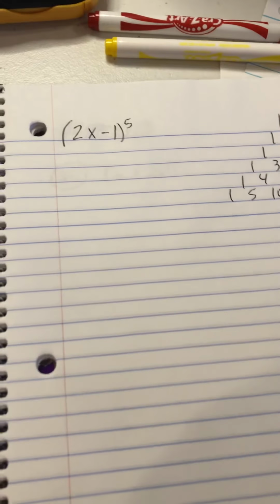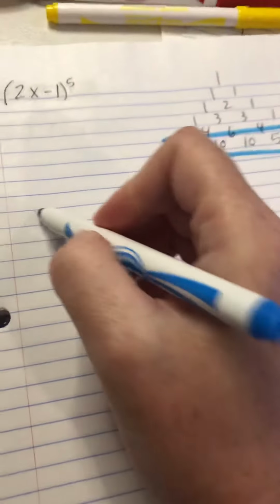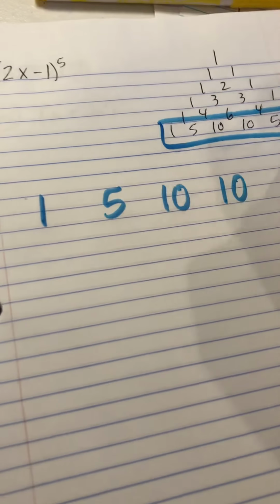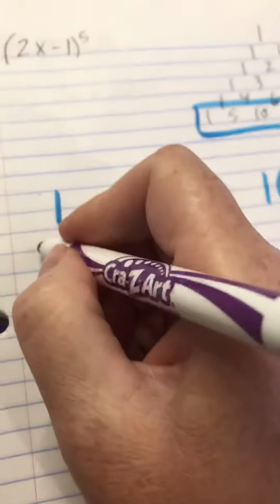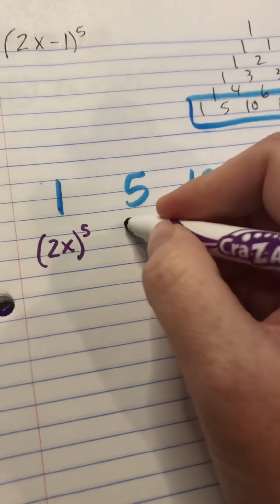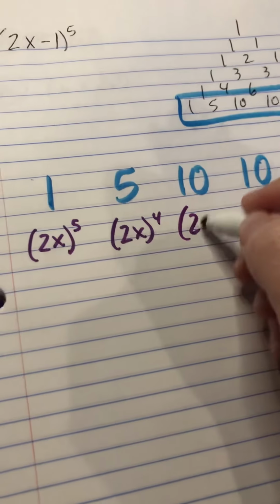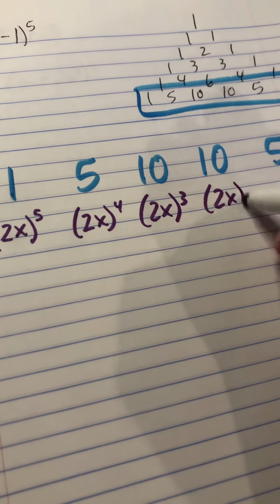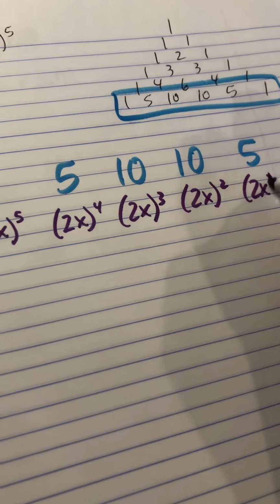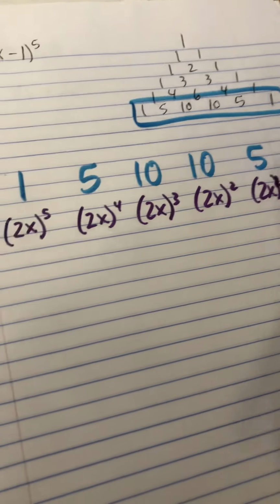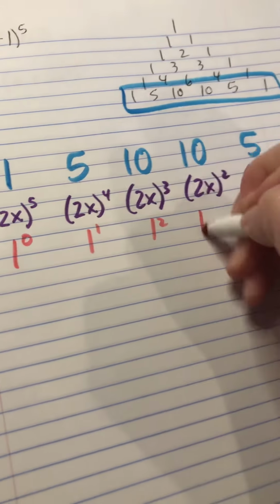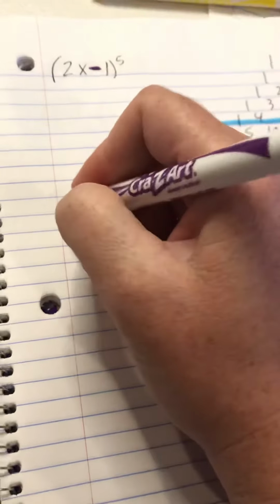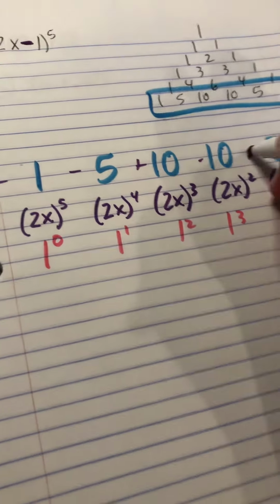So here's a more simple one. Again, we're just going to 5. So we got 1, 5, 10, 10, 5, 1. Ooh. This time though, we've got a coefficient. So that means we've got a number and a letter in that first term. It's going to make it a little bit more difficult. And then we've just got the 1, 0, 1, 2, 3, 4, 5. And again, because of this negative, I'm going to start with a positive, negative, positive, negative, positive, negative.